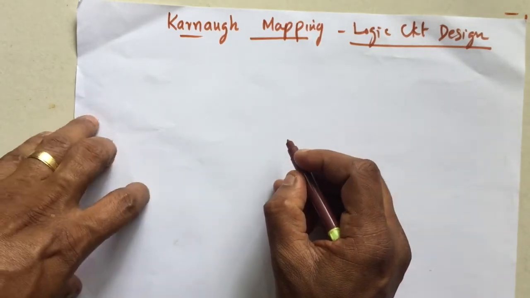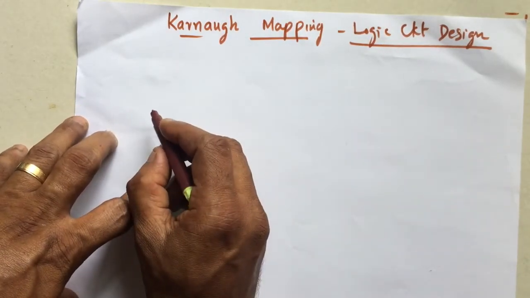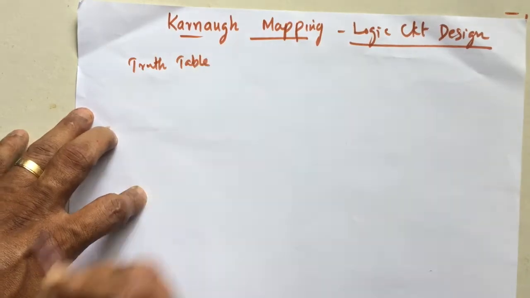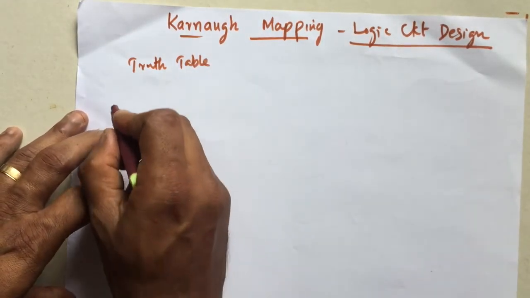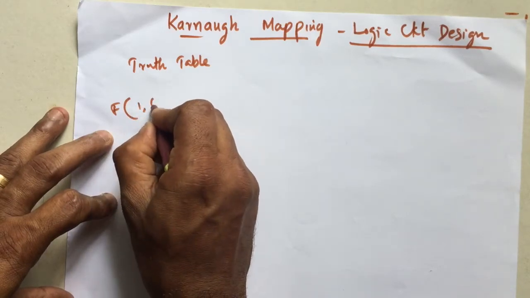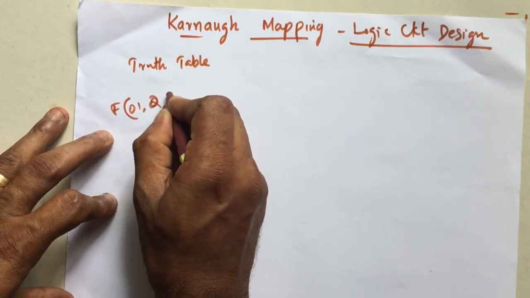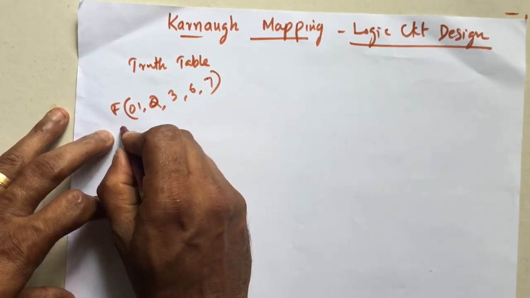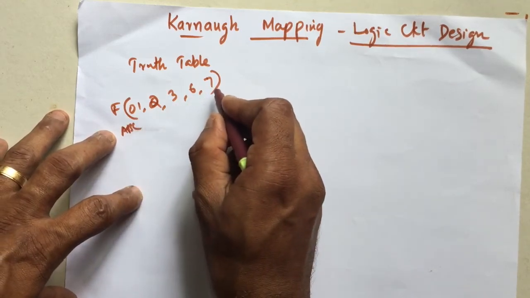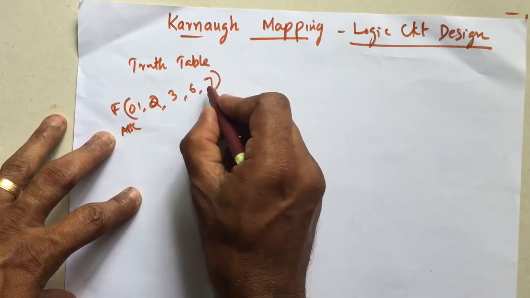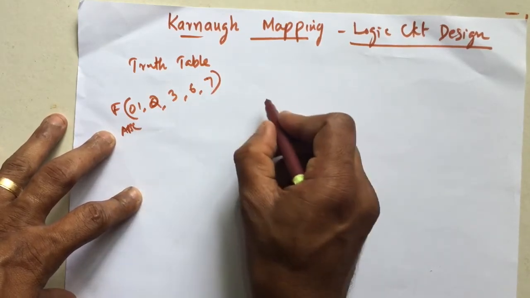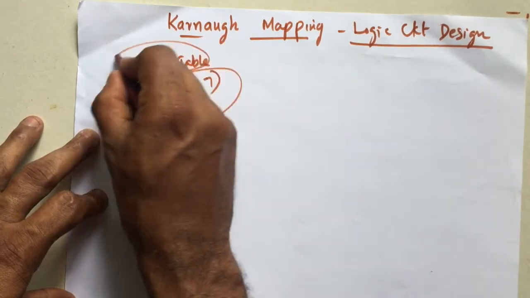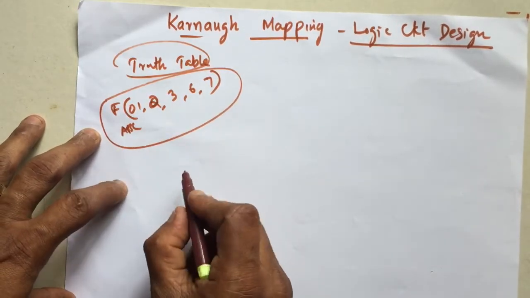Okay, so what we are going to do is, here the input that we have is either a truth table or it can be a function like, suppose, 0 1 2 3 6 7. This means function ABC, 0 1 2 3 6 7 means for these combinations of input, output will be 1. So an input can be given either in truth table or as a function.